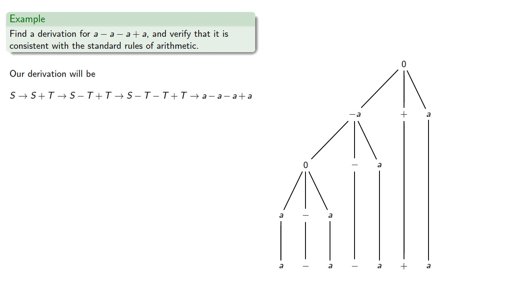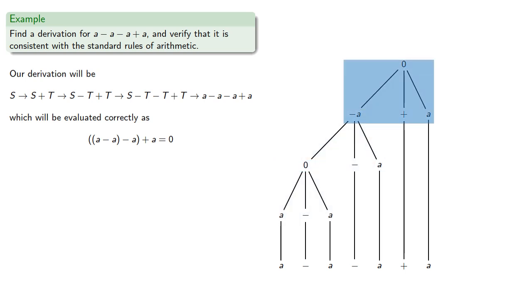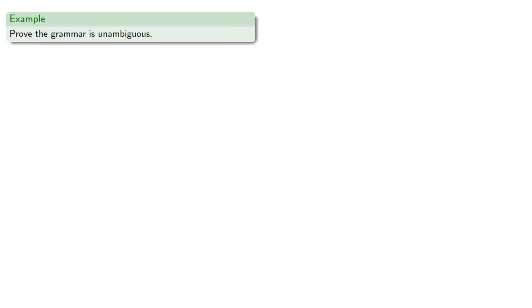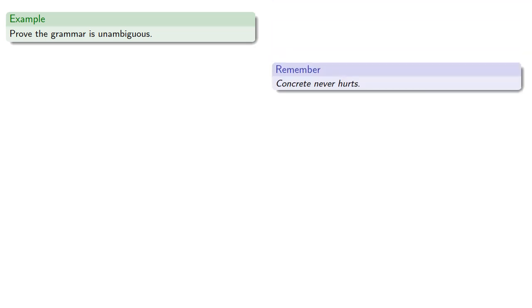And so this derivation will evaluate our expression correctly as A minus A first, then minus A, then plus A, which gives us 0. So this seems to work, but let's prove that the grammar is unambiguous. So remember, concrete never hurts, so let's consider an expression like this.